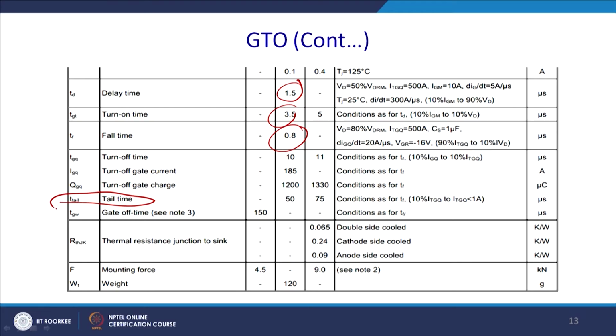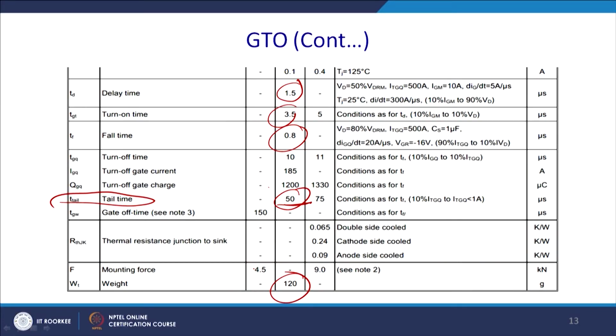Tail time is as high as 50 microsecond or 75 microsecond, and turn off gate charge you basically require, this is the amount of the charge that has been trapped, you have to take it out. So, this tail time is quite large, and due to that you require this device to have a higher turn off time. The weight is also a little bulkier than the thyristor.